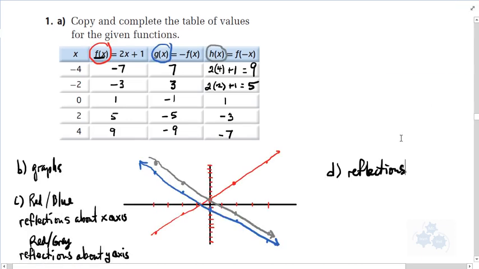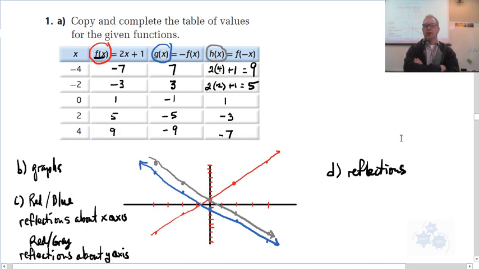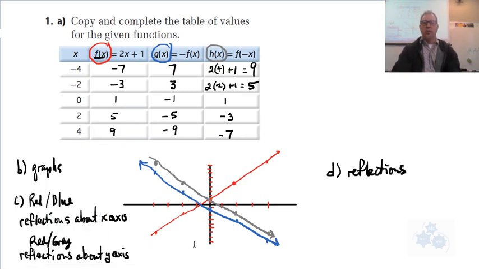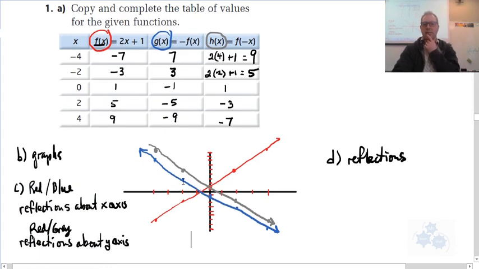In B, for question number 1, you're asked to just show the graphs of each. What you can see here is that the blue and the red, f of x and negative f of x, are reflections about the x-axis. So the y values are reflected this way, with an invariant point here on the line of reflection.